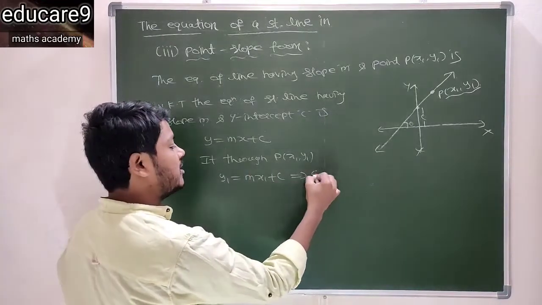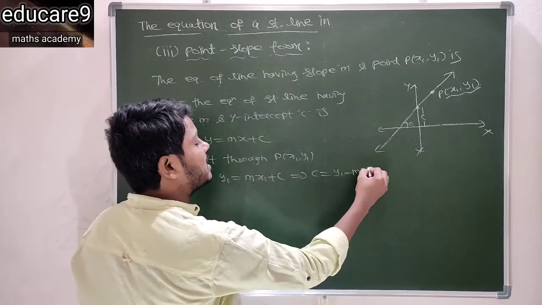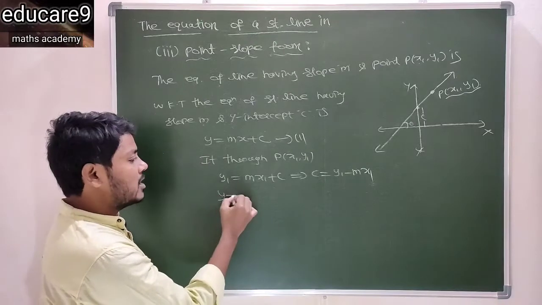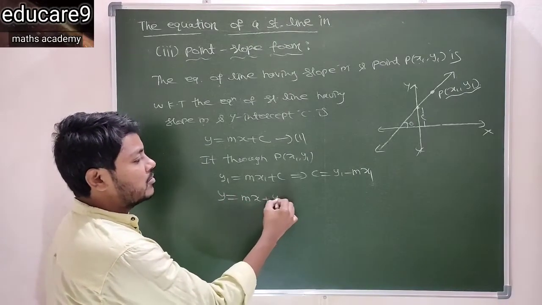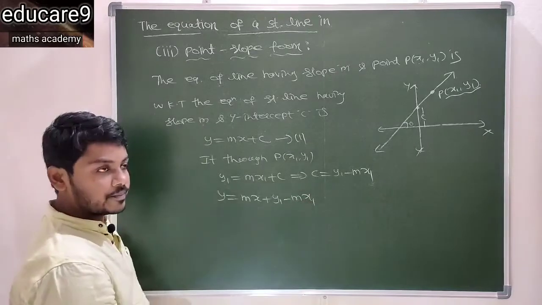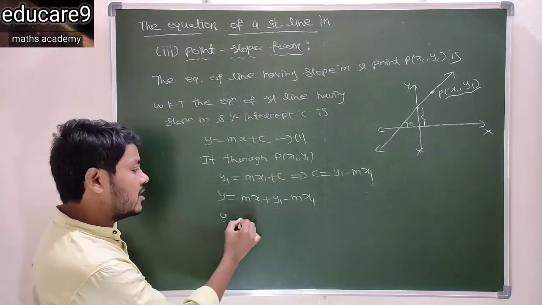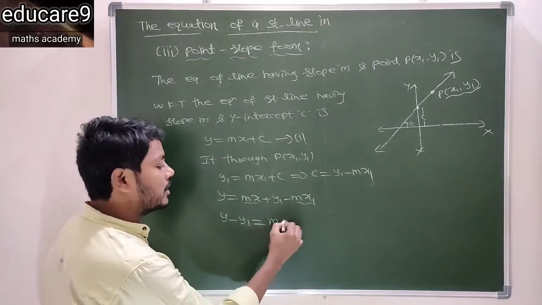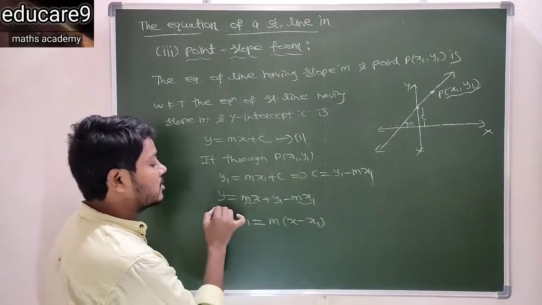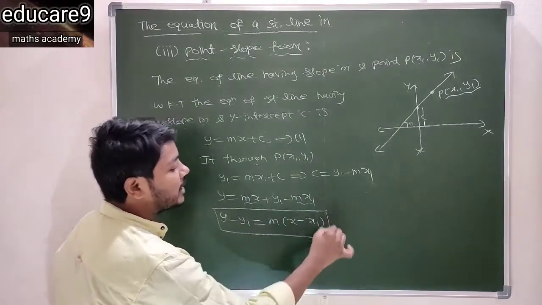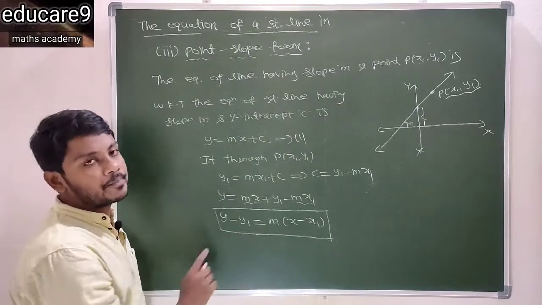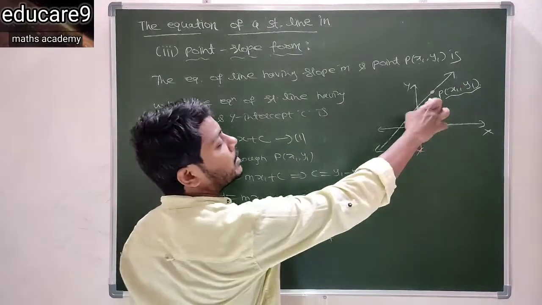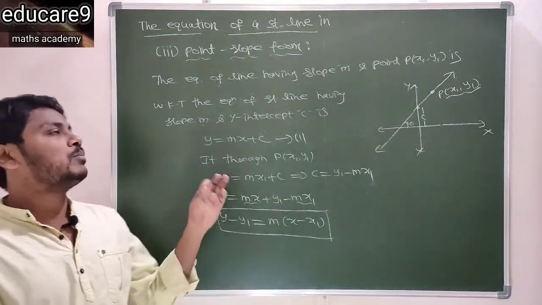So from this, what is the c value? y1 minus mx1. So substitute the c value in equation 1. So what you get? y is equal to mx plus y1 minus mx1. Now send y1 to the left side. What you get? y minus y1 is equal to, from the first and last, m is common, you will get x minus x1. So clearly this equation represents the point slope form. Means this is the equation of the line having the slope m and passing through the point P. Okay, so this is the point slope form.